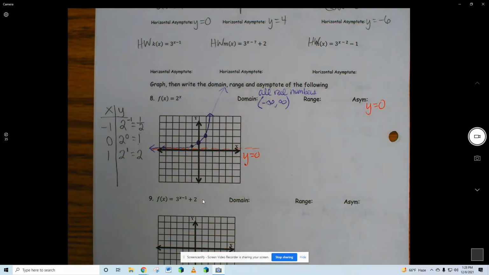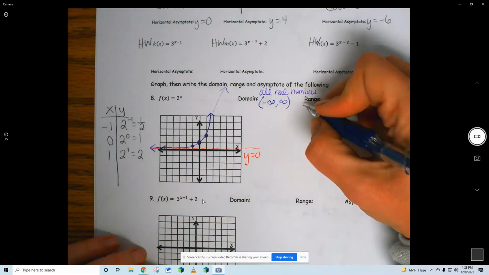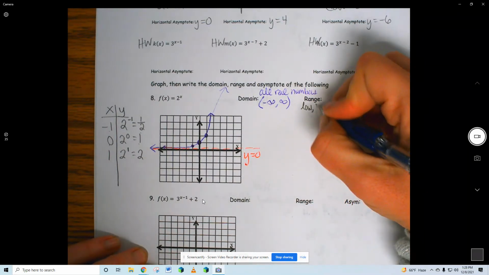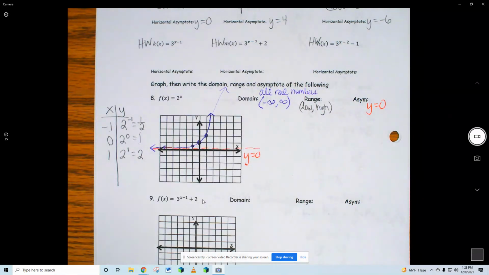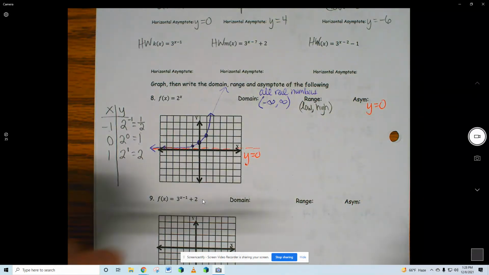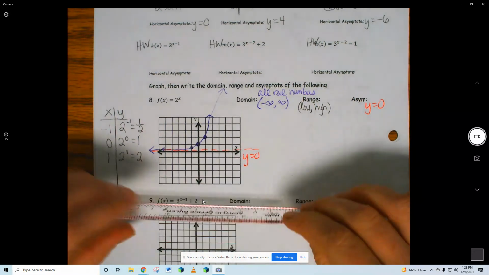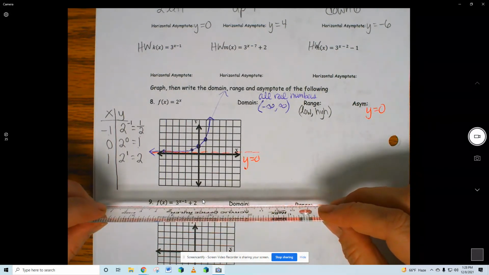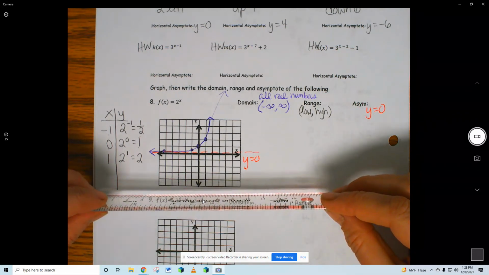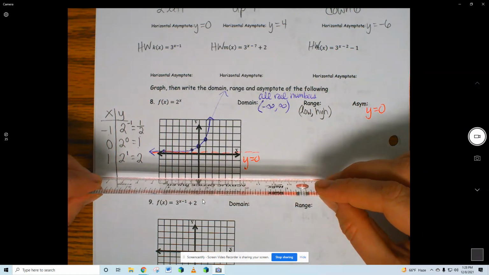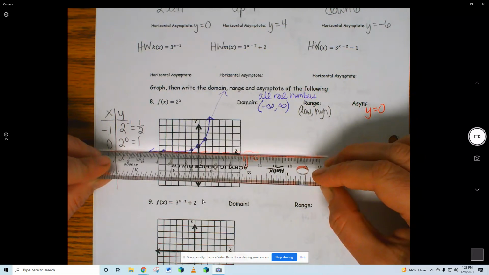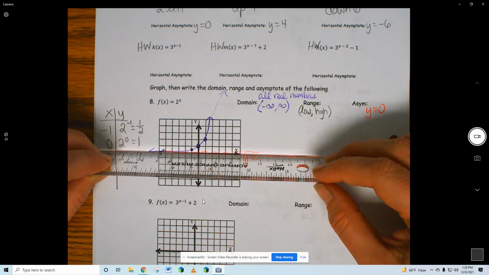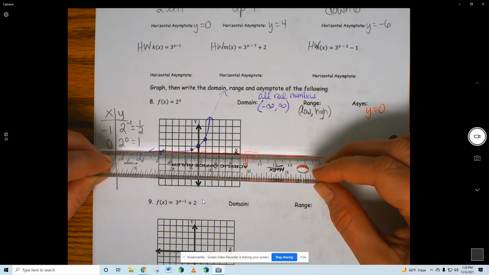My range. Range, if you'll recall, is when I go from low to high. So, start way down here. My purple line is not at my ruler. Nope. Where does it start to appear? At 0. But it never touches 0, because remember, it's never supposed to touch that red dotted line.